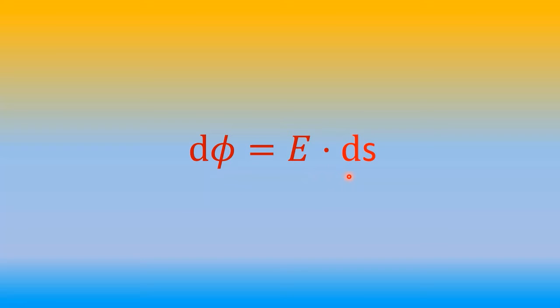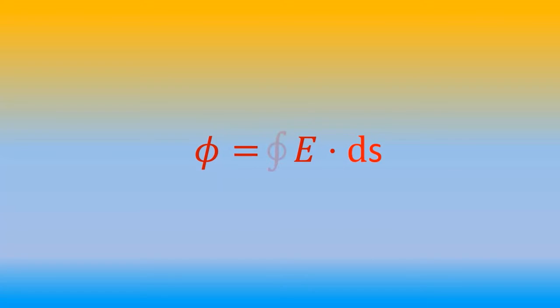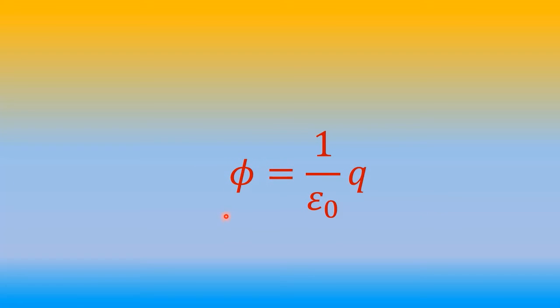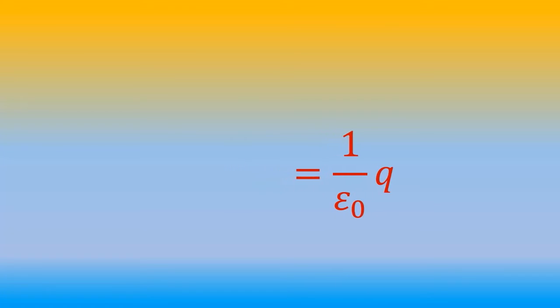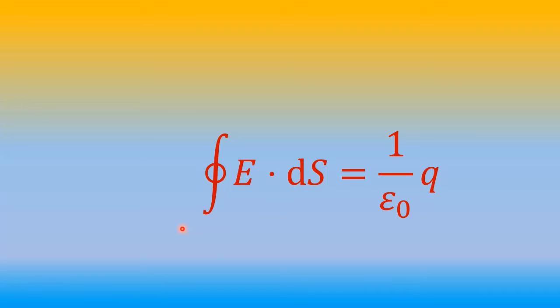You know, flux through a small area ds is given by the equation d phi is equal to E dot ds. So the total flux through the total area is given by phi is equal to closed integral E dot ds. According to Gauss's theorem, total flux phi is equal to 1 by epsilon 0 times Q. Instead of phi, we can write closed integral E dot ds is equal to 1 by epsilon 0 times Q.